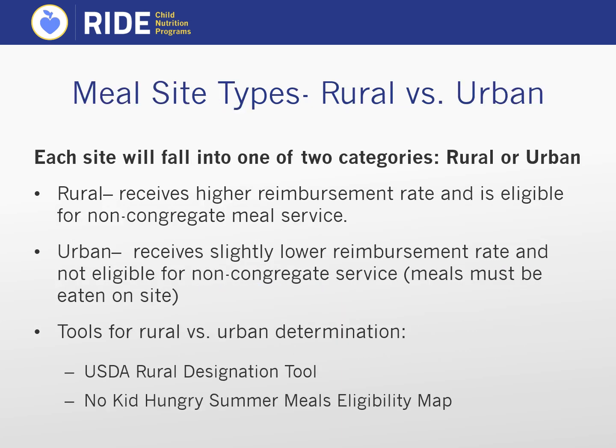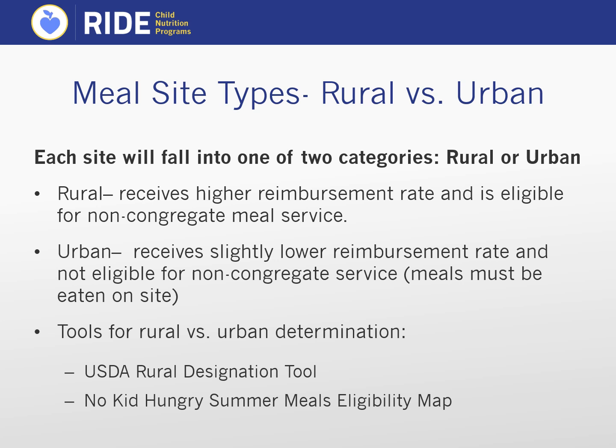Each site will also fall into one of two categories, rural or urban. These designations are defined by the USDA and are important as it will impact the amount you are reimbursed per meal. Sites that qualify as rural are eligible for a higher reimbursement rate and are also eligible to operate a non-congregate meal service, which would allow participants to consume meals off-site. Urban sites receive a slightly lower reimbursement rate and are not eligible for non-congregate meal service. Instead, these meals must be eaten on-site.